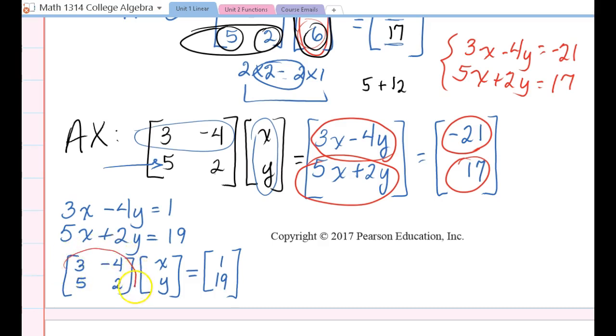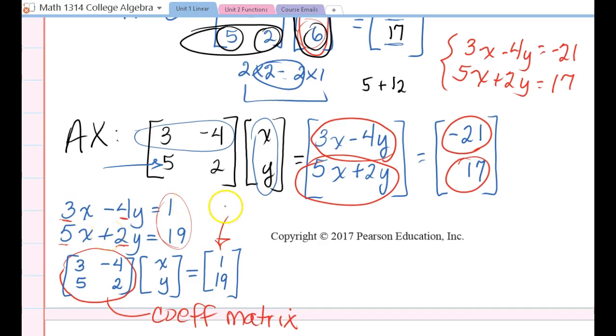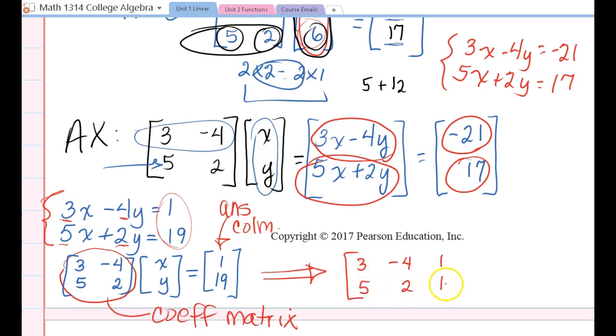So notice this matrix here is made up of all the coefficients in front of our variables. So this one will be called a coefficient matrix. This one, if you think about it, is all the answers or the constants of our system. So I'm going to call that the answer column. So what happens is that we can rewrite our system of equations into multiplication form, as well as into what we call an augmented matrix, which is going to be 3, negative 4, as well as the 1 from the answer column, the 5, the 2, and the 19.